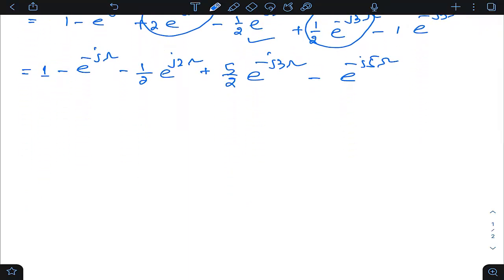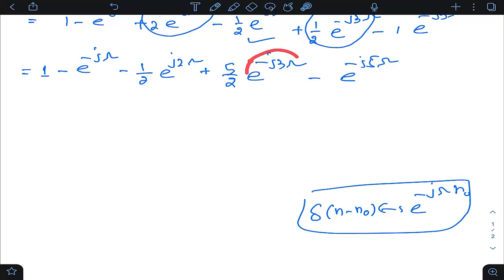And you know very well, this is a standard relation: delta of n minus n naught, its corresponding DTFT is e raised to power minus j omega n naught. So this identity we will be using, because everywhere you see it is in the format of e raised to power minus j omega n naught. So we can easily figure out what is the time domain function using this delta of n minus n naught.